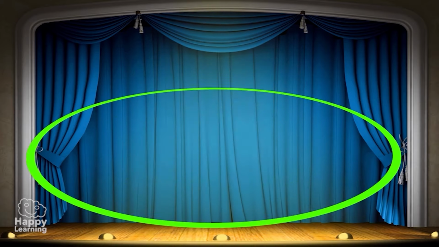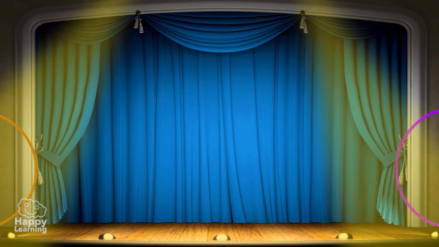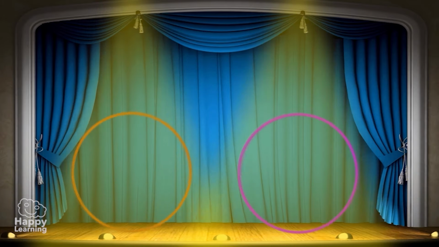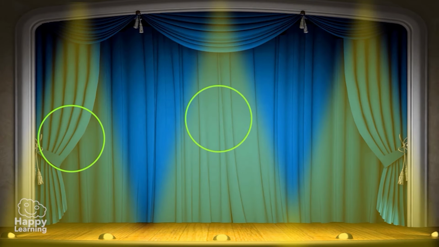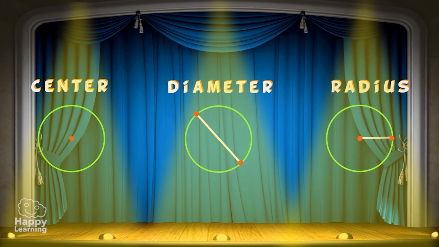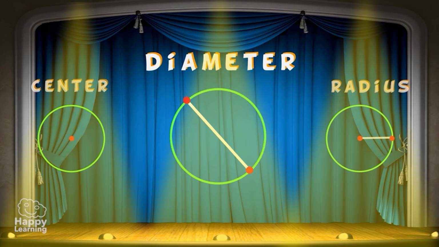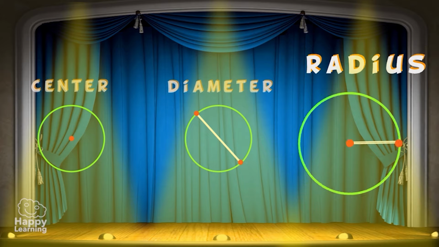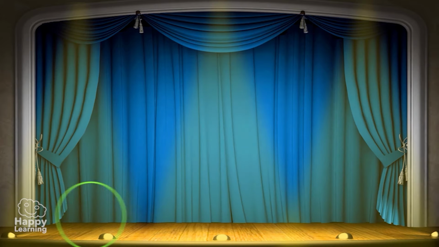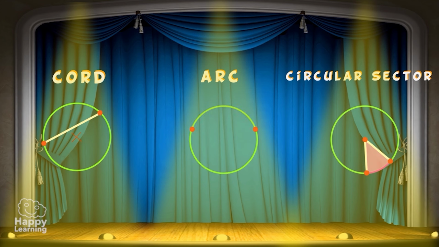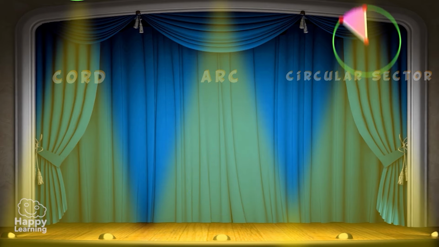Well, now we know all the elements in a circumference. But let's go over them one more time so we don't forget. Let's start with the first 3 most important ones: the center, diameter, and radius. And now the next 3: chord, arc, and circular sector, which is the one that looks like cheese.